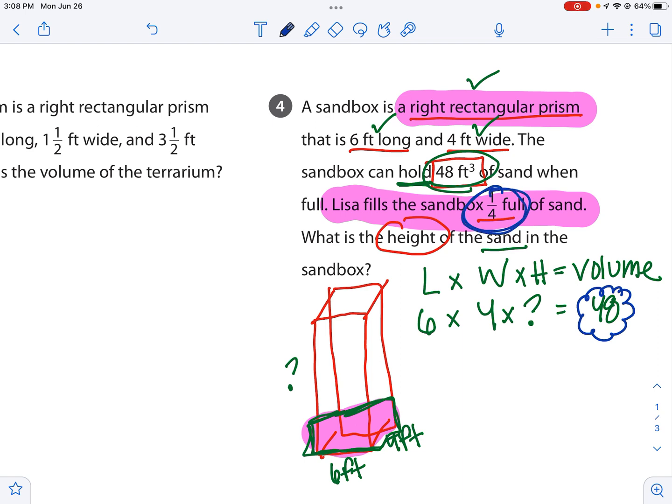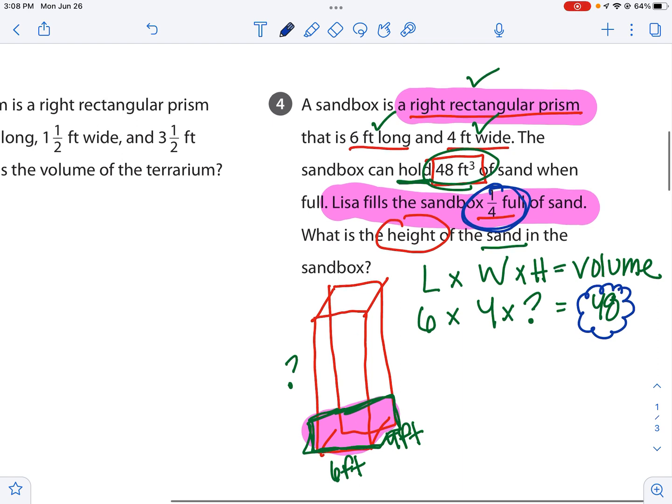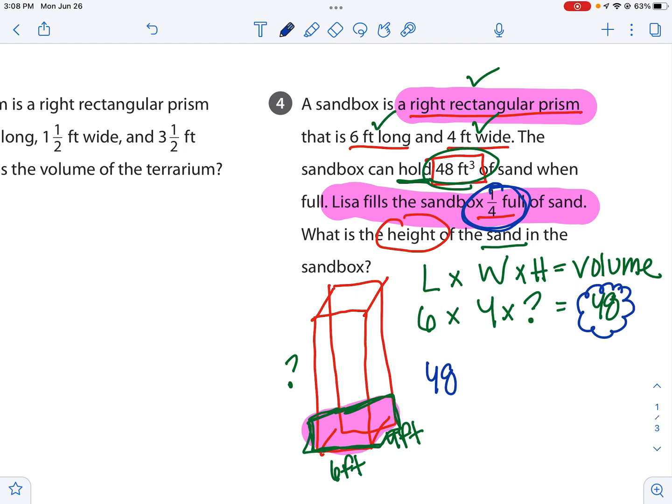And the reason why I'm multiplying it by 1/4 is because it's a fraction. Remember, whenever I'm trying to divide with fractions, you actually end up multiplying. If I turned it into a decimal, then I could divide it. But since it's a fraction, I'm going to multiply. And the reason why I'm multiplying 48 times 1/4 is because the problem just wants the height of this part of the rectangular prism where the sand is.